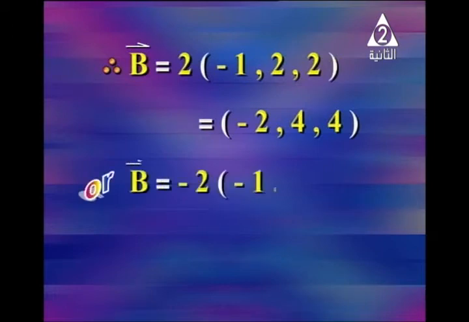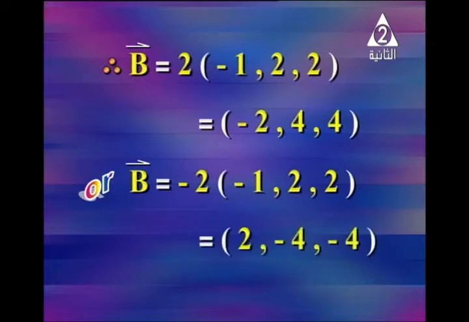Or when K equals negative 2, by substitution, B vector equals negative 2 multiplied by negative 1, 2, 2. Answer is 2, negative 4, negative 4.